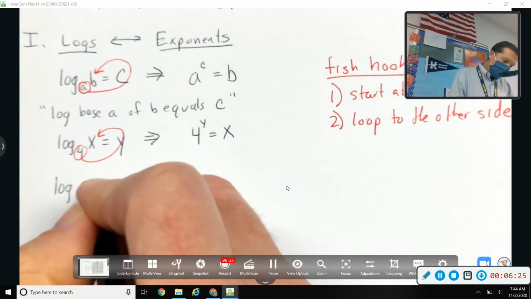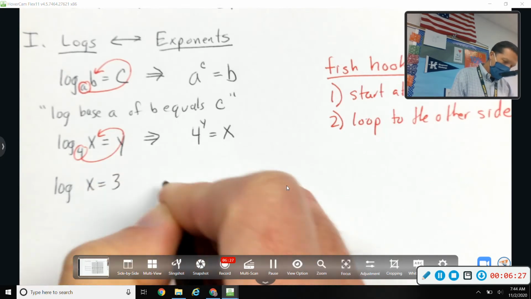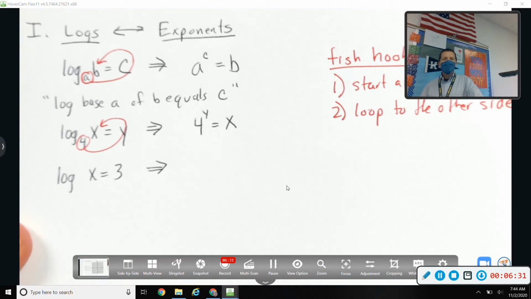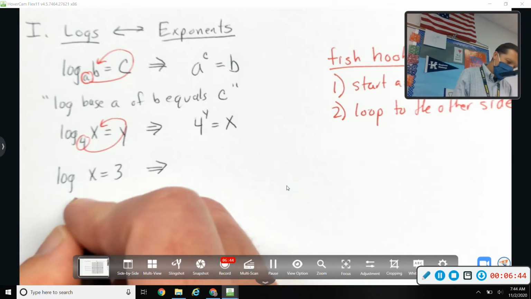All right, log of x equals 3. So there's a missing base. Do you know what the missing base is? The invisible base there? It's 10.